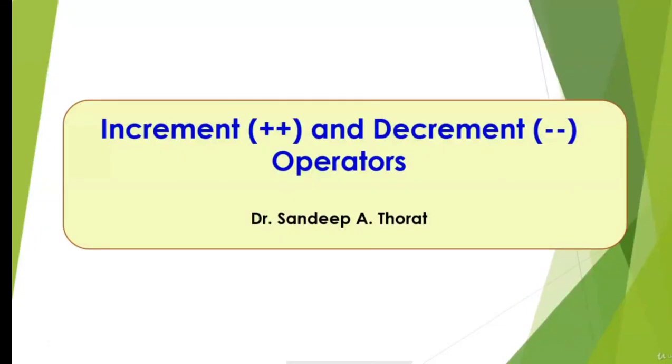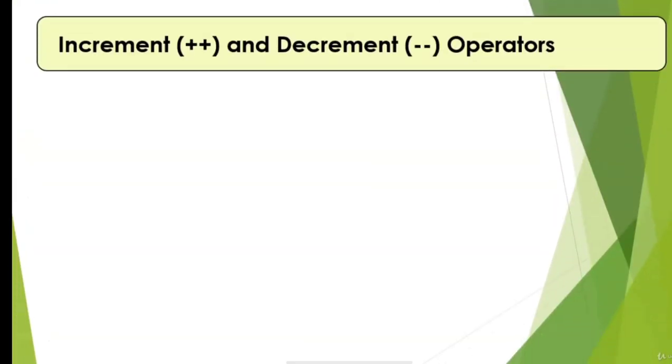In this session, we are going to discuss increment and decrement operators in C. Increment operator is indicated by double plus symbols. Decrement is indicated by double minus symbols. Note that this is not a regular addition and subtraction. These operators are special ones and they are used in a different way than the regular arithmetic addition and subtraction.